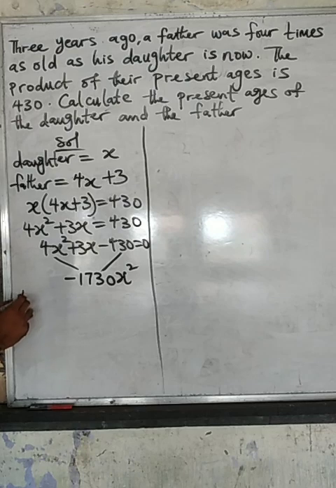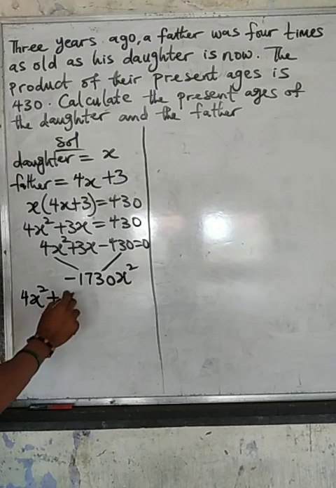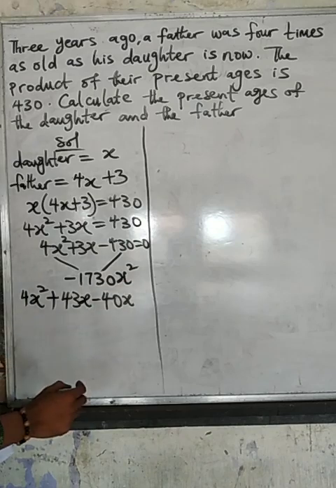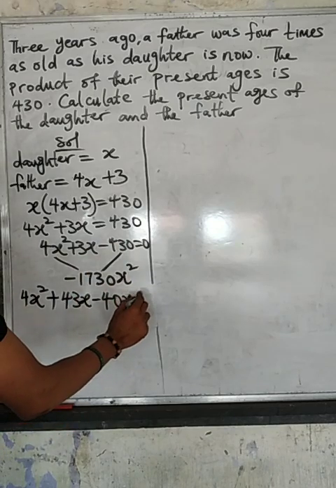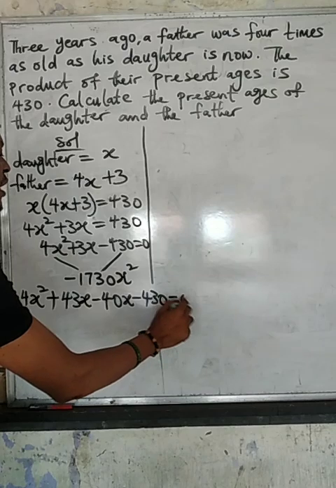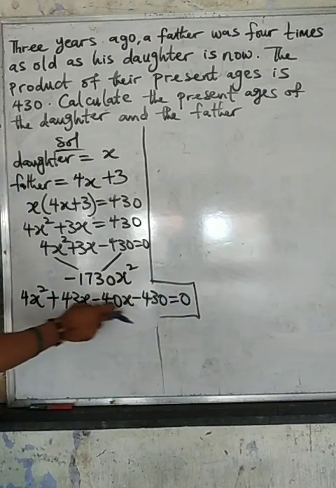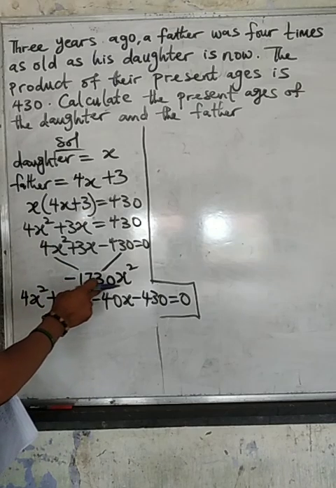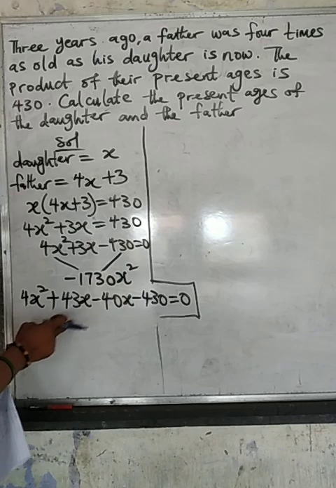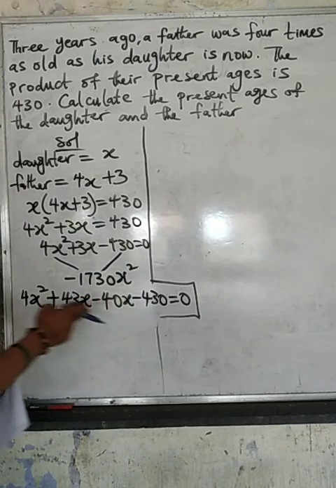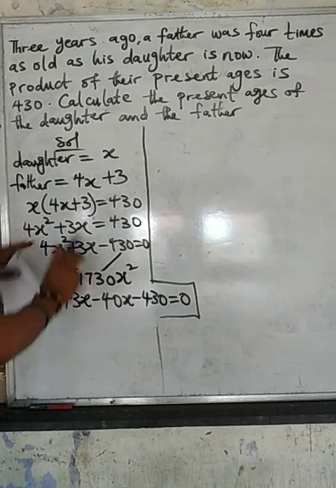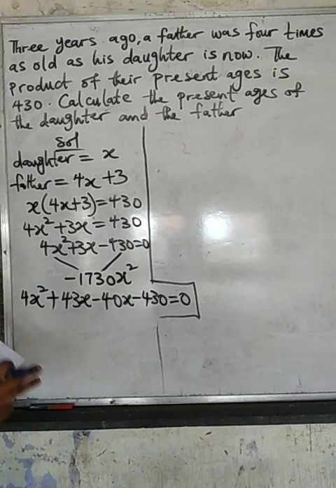So we have it to be 4x squared plus 43x minus 40x, then minus 430, everything equals to 0. By the time you multiply these two together, it will give us minus 1,730x squared. When you multiply these two together, and when you sum them together, you remove this 40 from 43, it will result to 3x. So it means we are not changing anything from what we have here. So we have made it possible for us now to factorize.